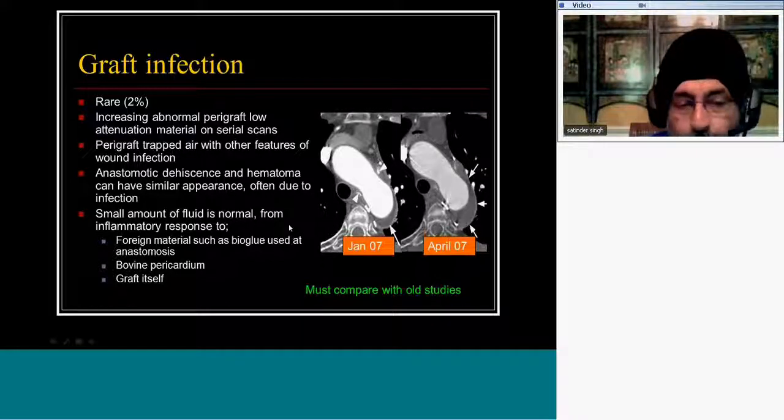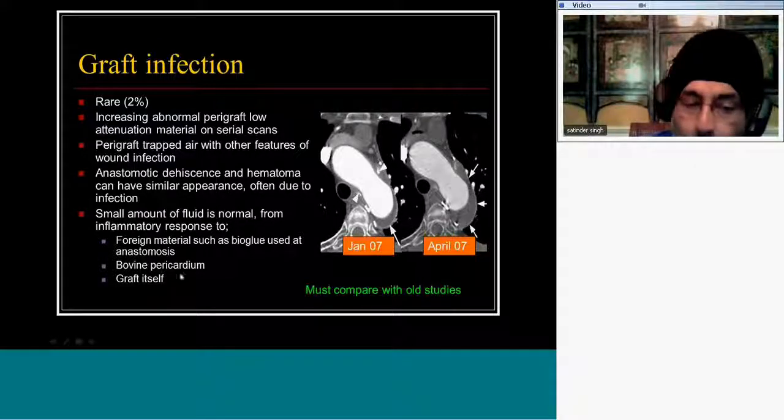A small amount of fluid, as I said before, is common, and it usually occurs due to an inflammatory response to the foreign material, especially the bioglue, which is used at the anastomotic site, or if the bovine pericardium is used, or sometimes a reaction to the graft itself.